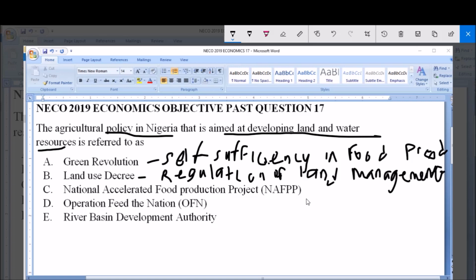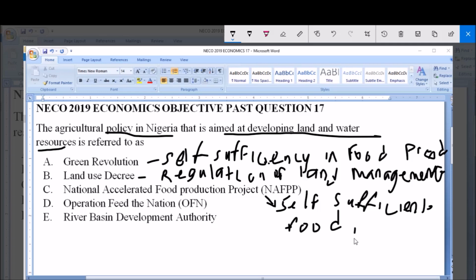Now, for National Accelerated Food Production Project, that is also for self-sufficient food production.